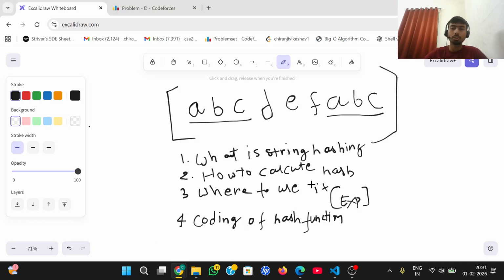Okay, so let us start with what is string hashing. String hashing is just a number representation of any string. Here you can see a string ABCDEFABC. So we can represent this string as an integer number.